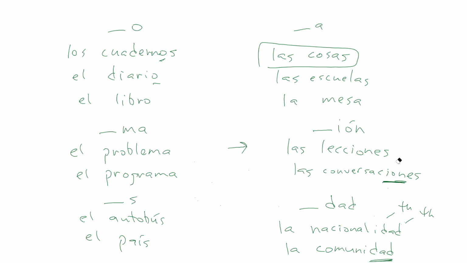A couple little exceptions. If it ends in a Z, then the Z turns into a C, right? So if we have el lápiz, that's an accent on it, and we want to make, say, the pencils, lápiz is a pencil, it turns into los lápices. The Z turns into a C, okay? That's about it on our articles and nouns.